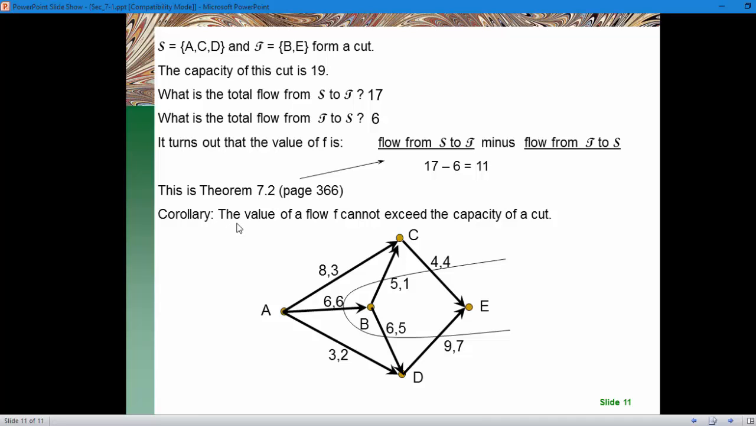Now, one consequence of this theorem is that the value of the flow cannot exceed the capacity of a cut. Now, the capacity of this cut is 19. And so the value of the flow cannot exceed 19.